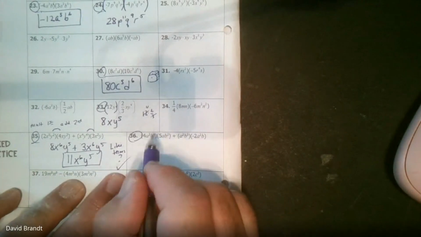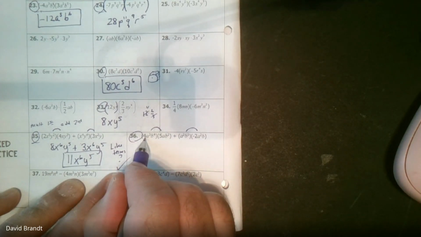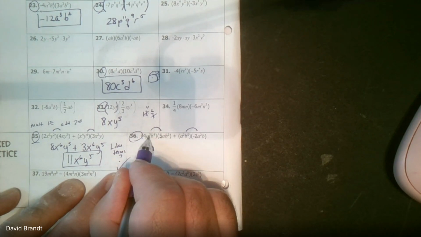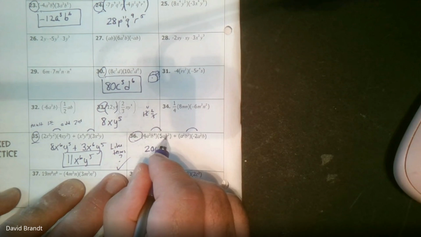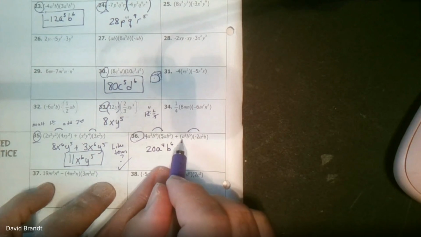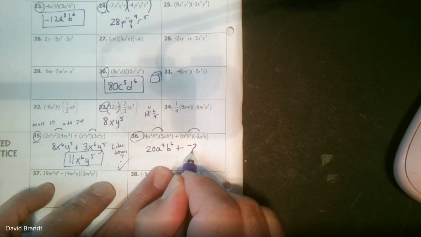One more, number 36. It's just like number 35. You're going to multiply these two and these two. And then if they're like terms, you'll be able to add them together. 4 times 5 is 20. Add the exponents on the a's. That's a 3 and a 1. So that's a^4. b^4 and b^2. Add the exponents: b to the 6 plus. Now, that's a 1 in front times a negative 2. 1 times negative 2 is negative 2.